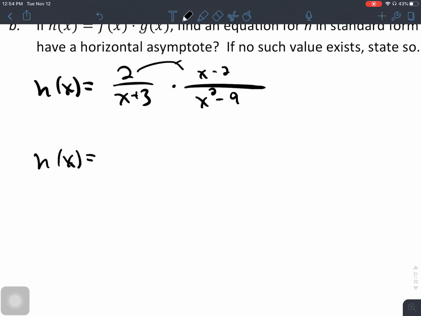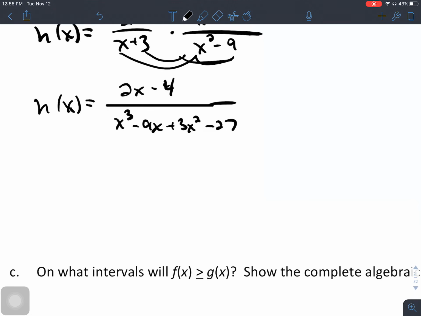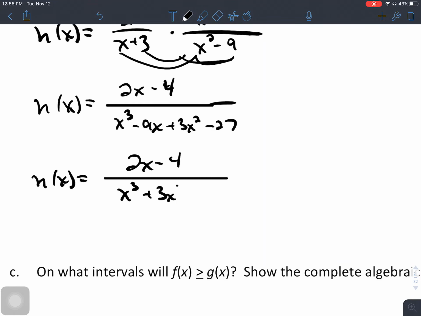So the tops, we're going to distribute this 2 and get 2x minus 4. On the bottoms, we multiply the x times each of these, we're going to get x cubed minus 9x. Distribute the 3, we're going to get plus 3x squared minus 27. If we rewrite this so the terms are in descending order, h of x would be 2x minus 4 over x cubed plus 3x squared minus 9x minus 27.